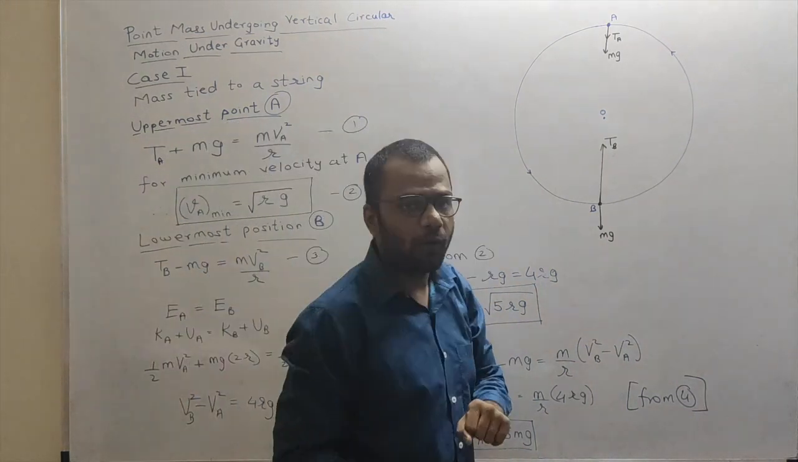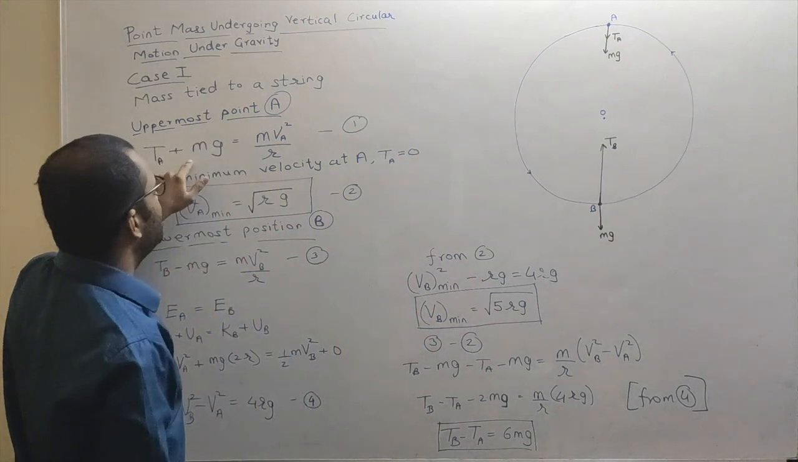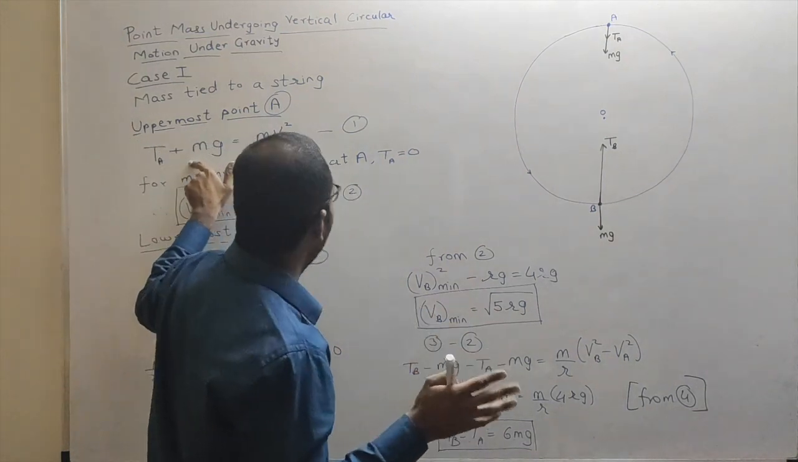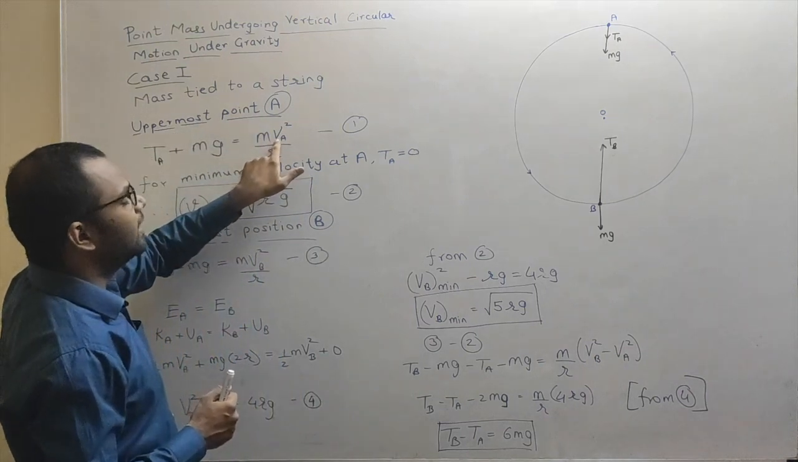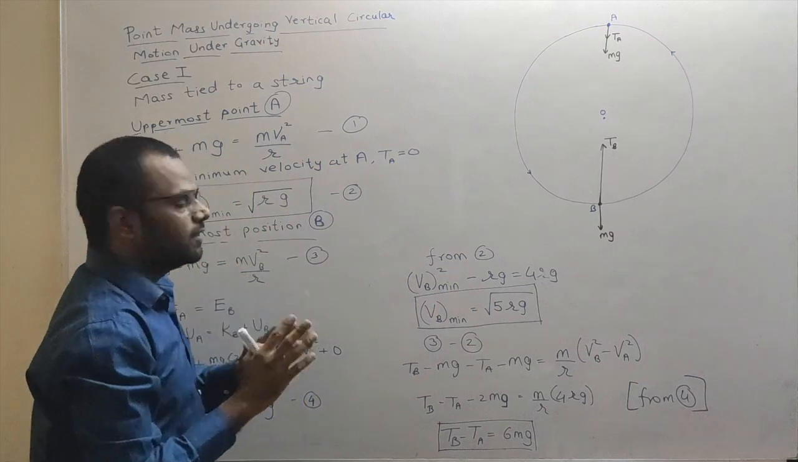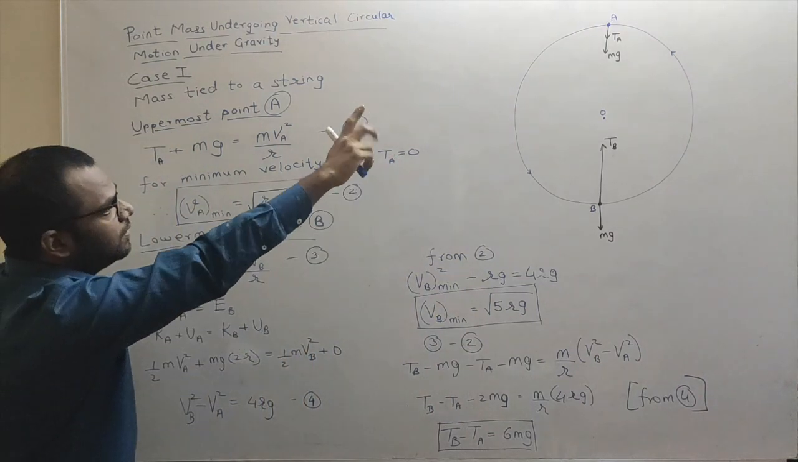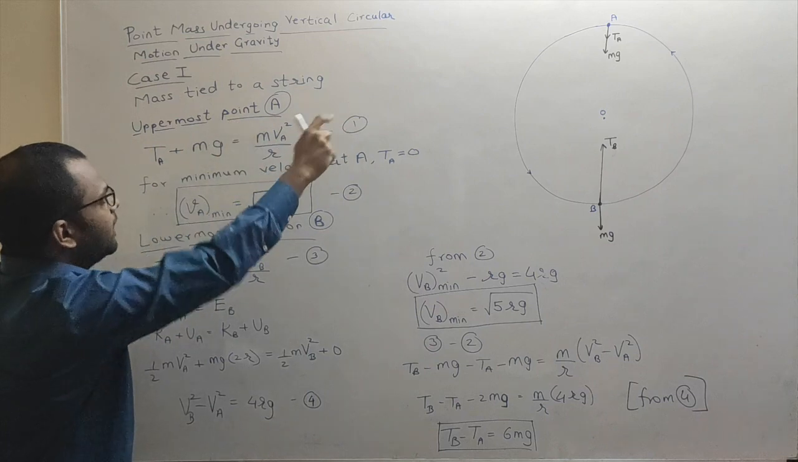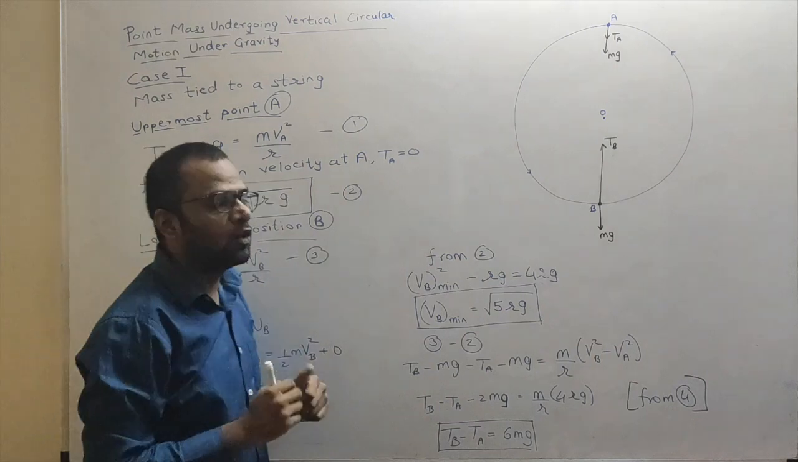Over here, who is providing the centripetal force? TA and mg. So TA plus mg will provide the centripetal force given by the formula mv square upon r. Here instead of v, we are taking VA because the particle is at A, and the corresponding velocity is VA. So this is the first equation that we got for the uppermost point A. Now we'll talk about the minimum velocity at point A.